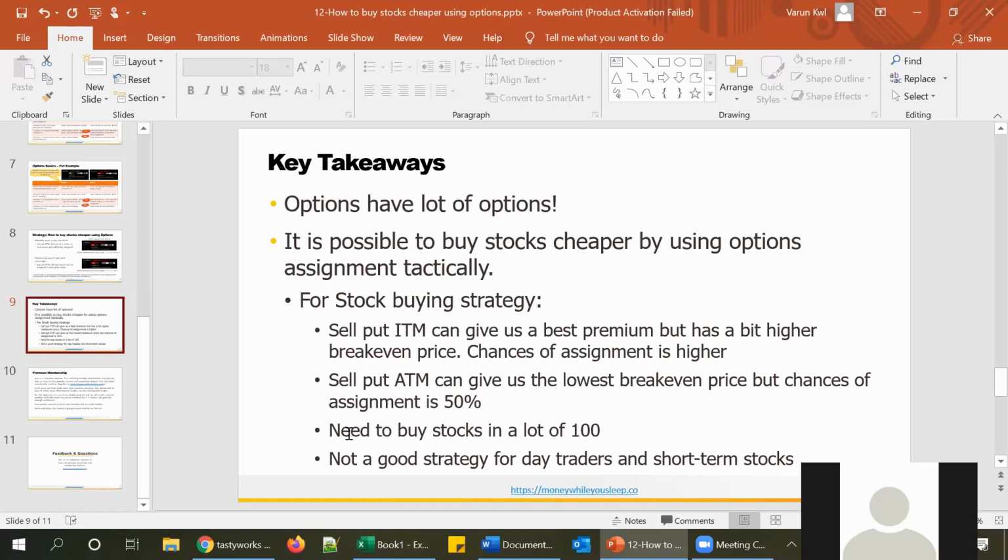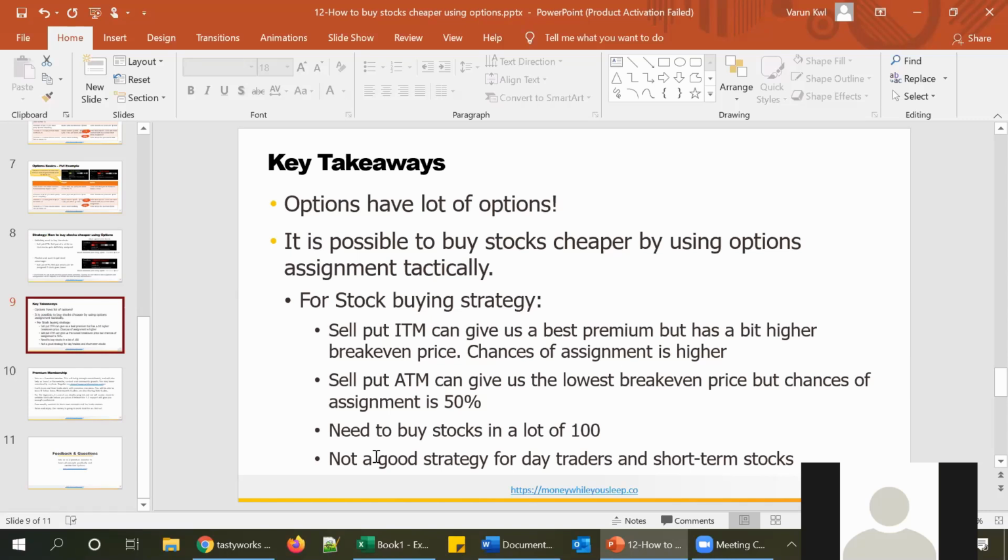You have to buy stocks in a lot of hundred. So anytime you are using options for buying stocks, you have to be prepared to buy stocks in a lot of hundred. So for example, Keshav, you were asking for Zoom. If you are buying Zoom, then you have to buy in multiples of 100.